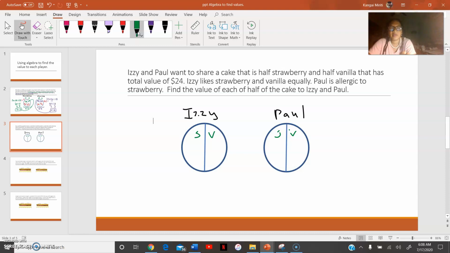And what do we know? That Izzy likes strawberry and vanilla equally. Well, what's the value of this whole cake? The whole cake has a value of $24.